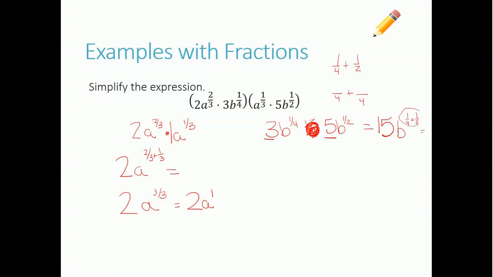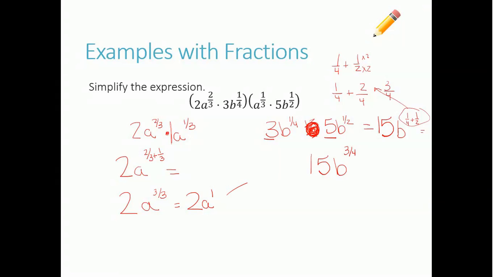This is just me figuring out this answer right here. This is 1/4. 2 times 2 would give me 4, so let's multiply the top by 2. So now I can add my numerators, keep the denominator. So 1 plus 2, that's 3/4. So I would have 15B to the 3/4 power.